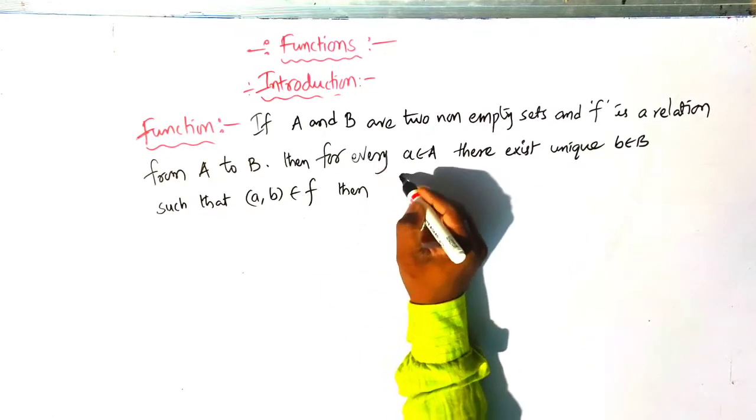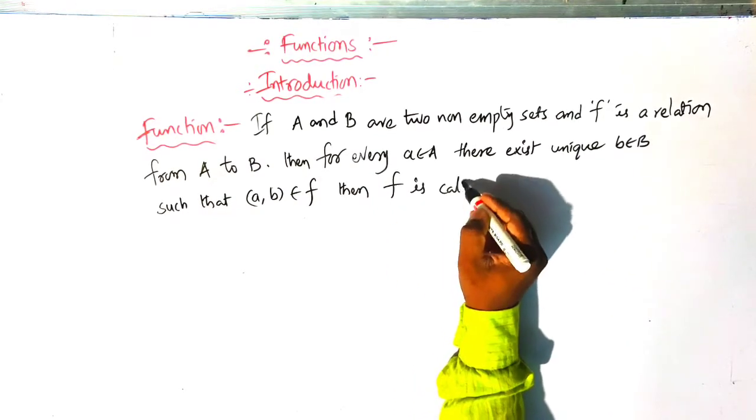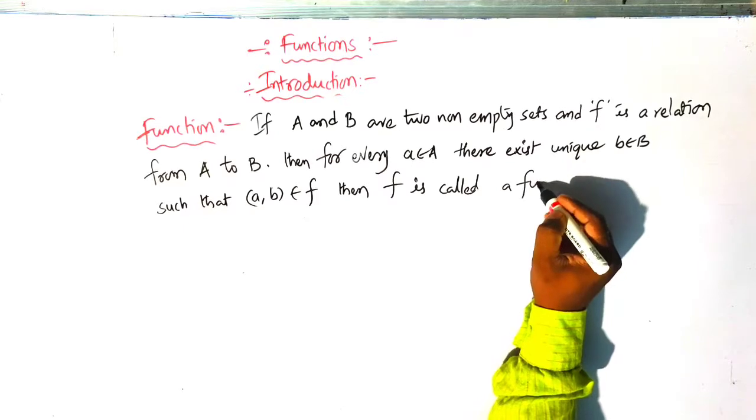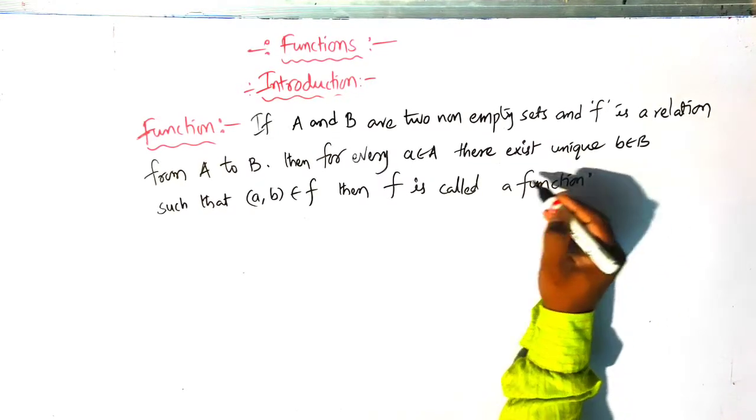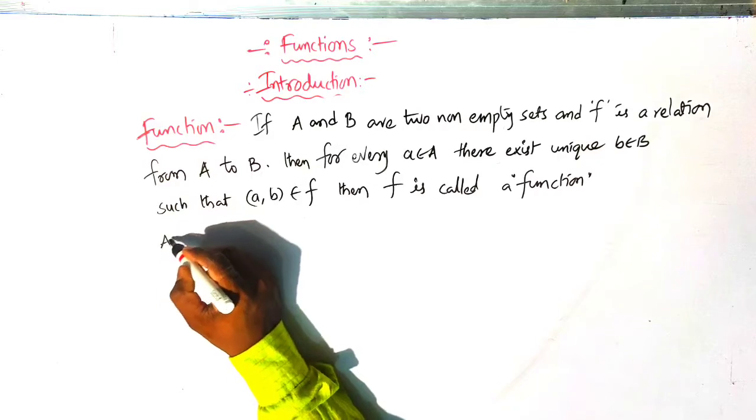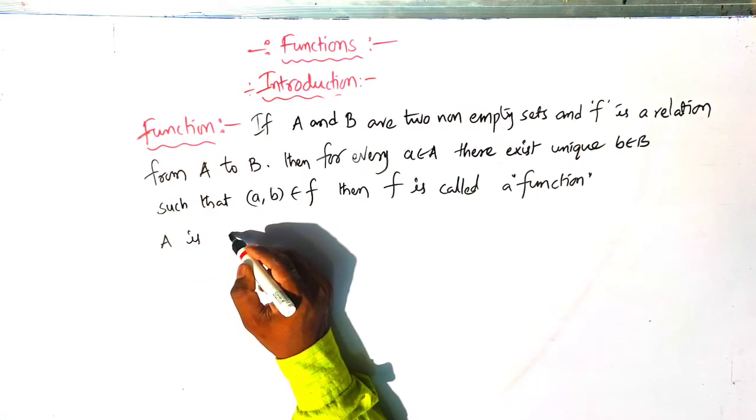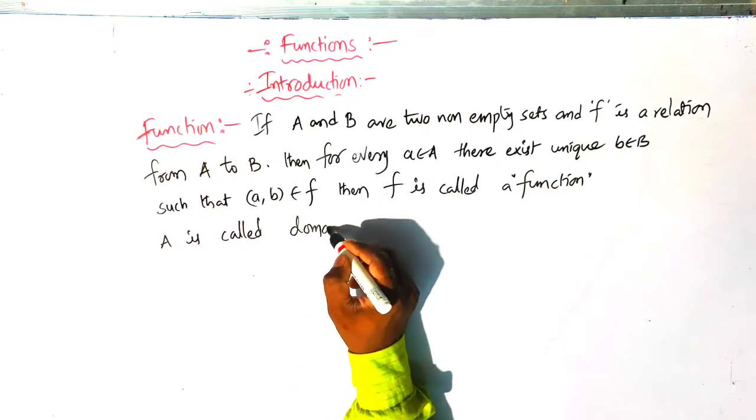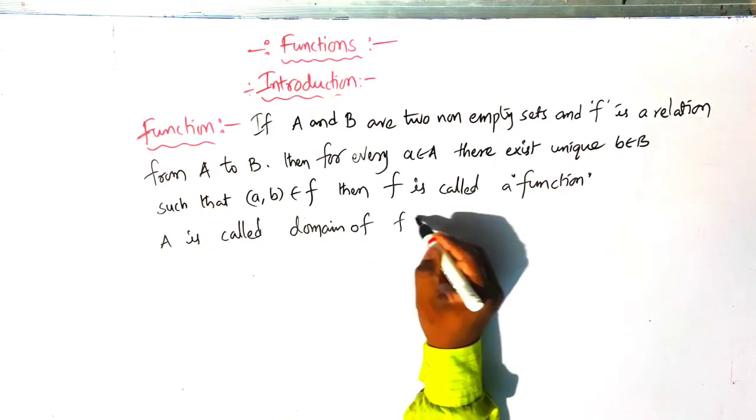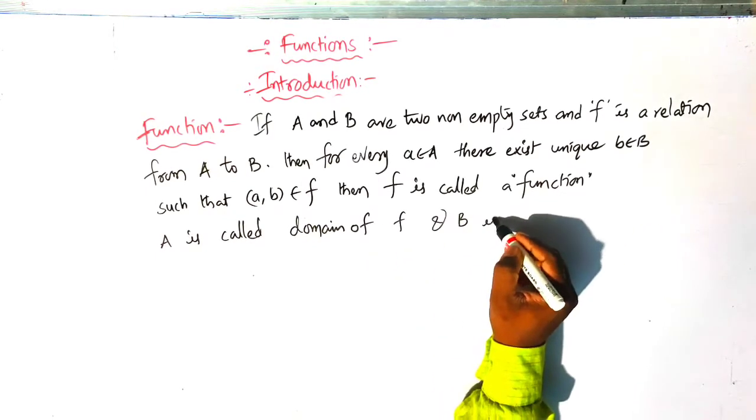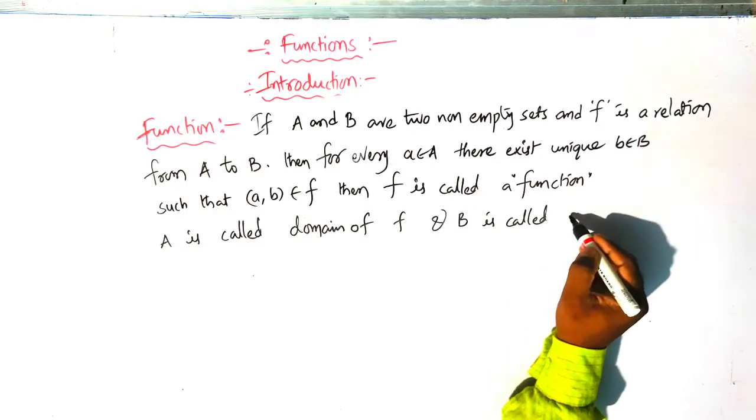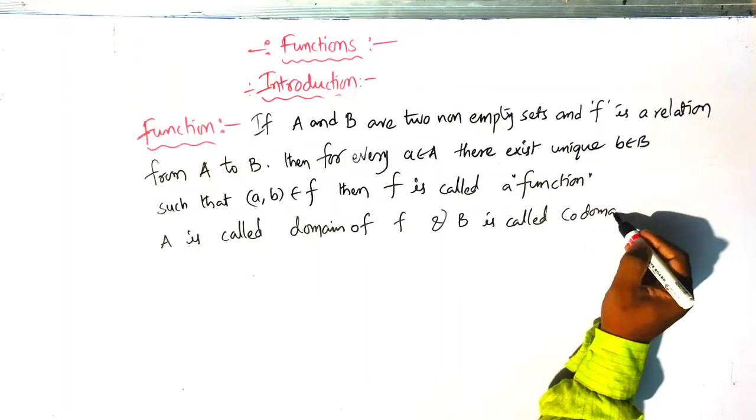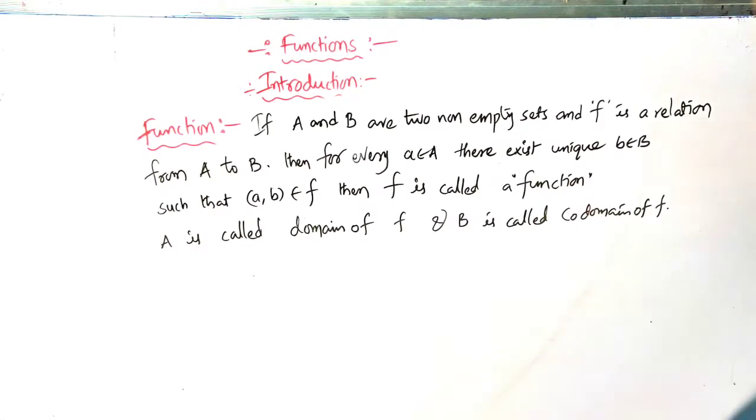Then F is called a function. In that, A is called the domain of F and B is called the codomain of F.